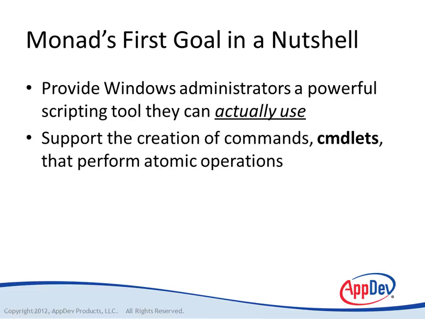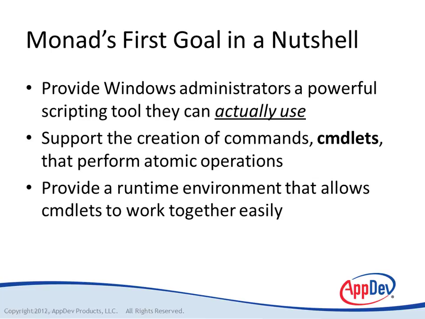They were going to do that by supporting the creation of commands called commandlets that performed atomic operations. So instead of having to execute a dozen API commands in order to create a website, it would be nice if there was a commandlet called create website or something similar. And they didn't want to just dump this out there and go, here's your kit of commands that you can use. They wanted to provide a runtime environment that would let commandlets work together easily and let people extend their environments by creating new custom commandlets. And the tool that this was all going to sit on top of was the .NET Framework.